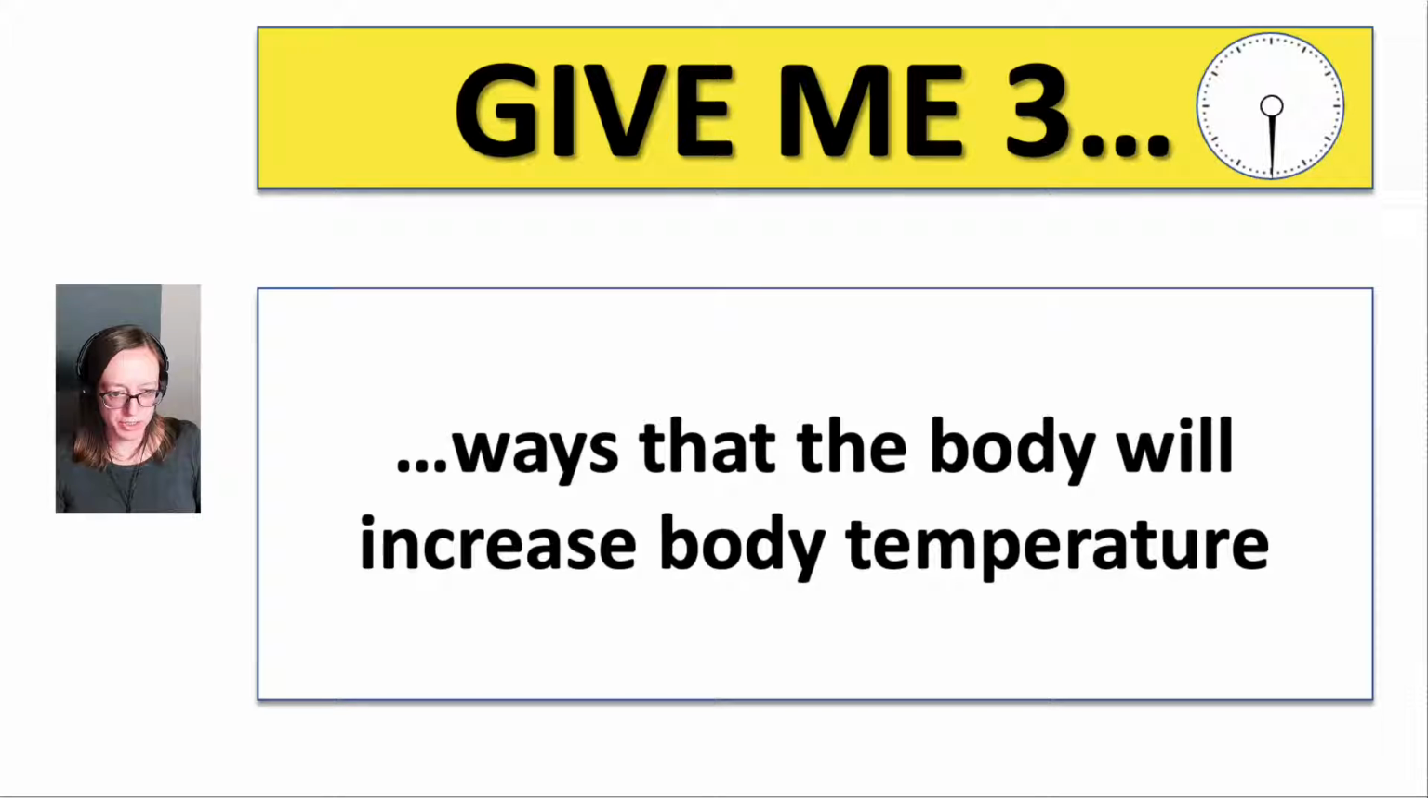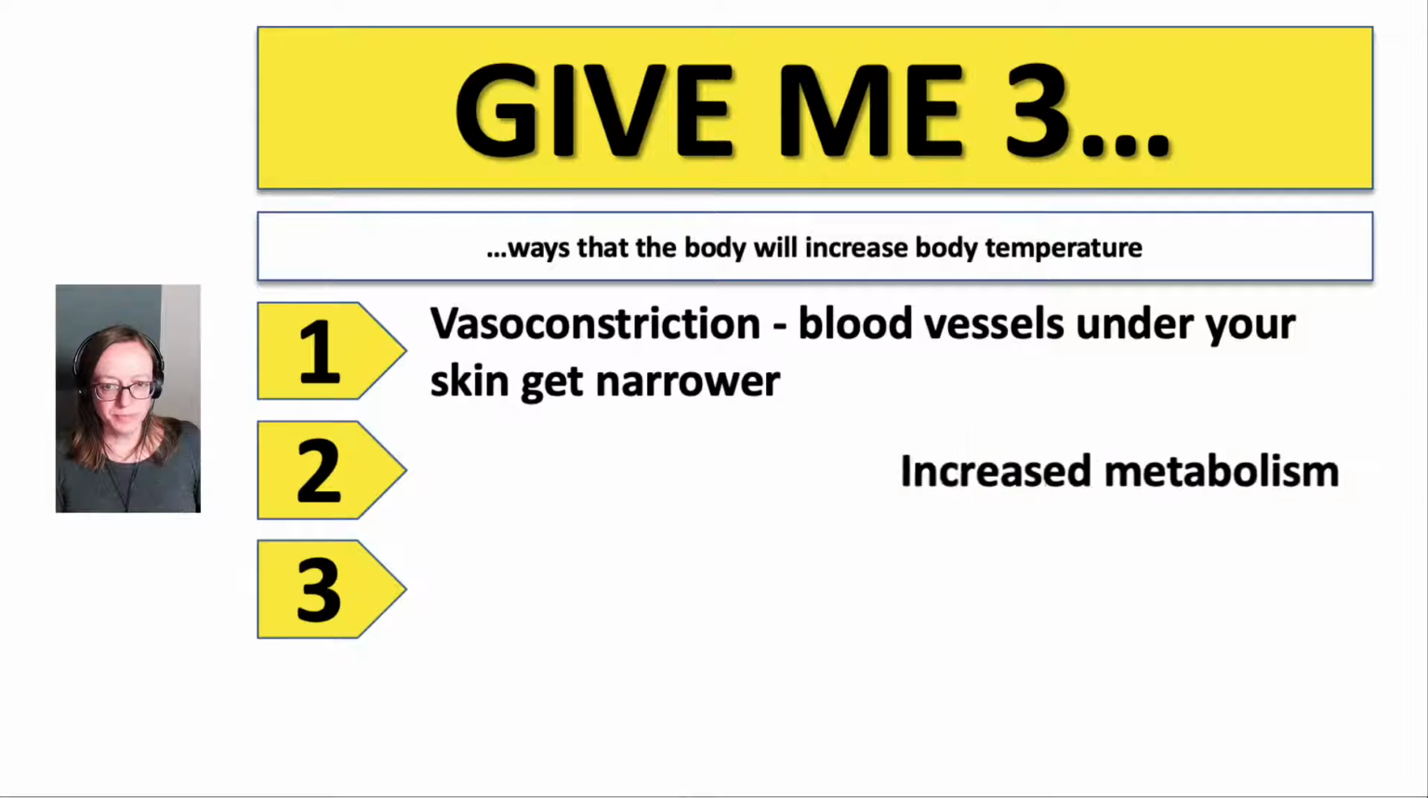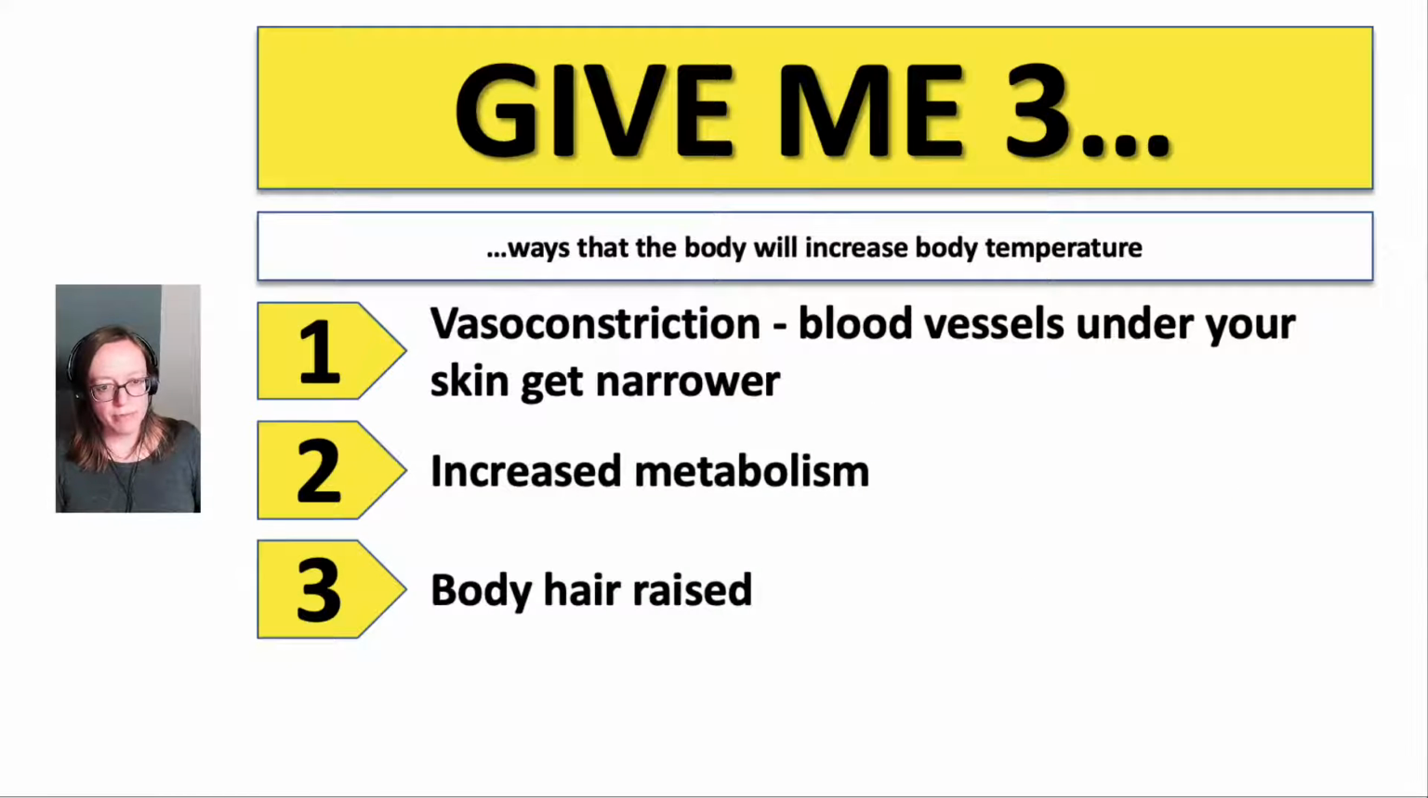So we've got vasoconstriction, goosebumps, body hair stands up. Yep, so let me show you on the screen and then I'll talk you through it. Okay, so vasoconstriction, remember vaso means vascular, means blood vessels. Constriction means get tighter, smaller, narrower. So vasoconstriction means the blood vessels under the surface of your skin get narrower, so they're not losing as much heat to the environment.